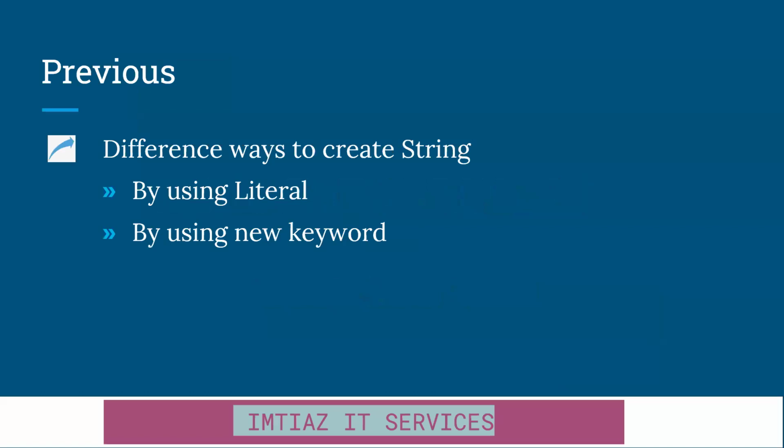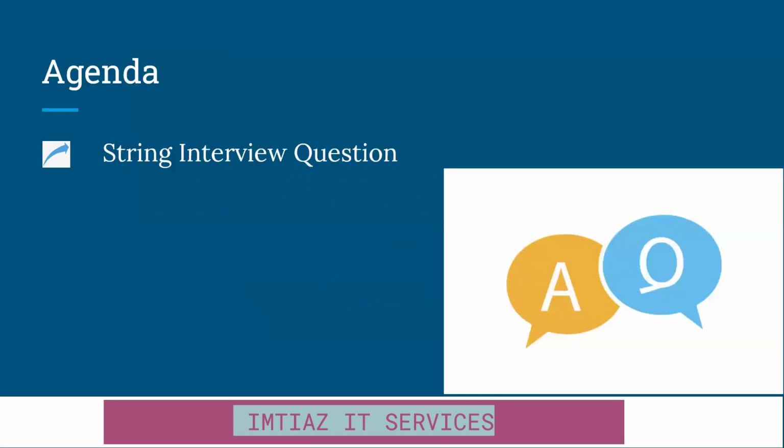So let's start by understanding what we discussed in the previous class. In the previous class, we discussed different ways to create a string: one is by using a string literal, and the second is by using the new keyword. We discussed both in detail. In today's session, based on what we have discussed so far, we'll take a few interview questions and try to understand them. So let's begin now.